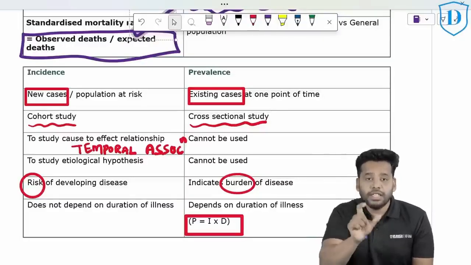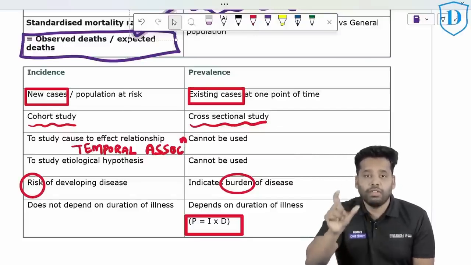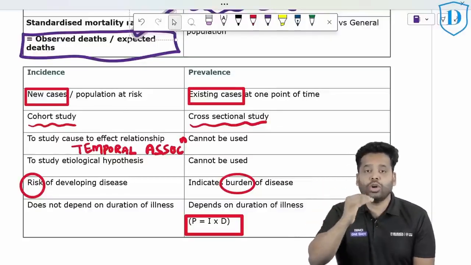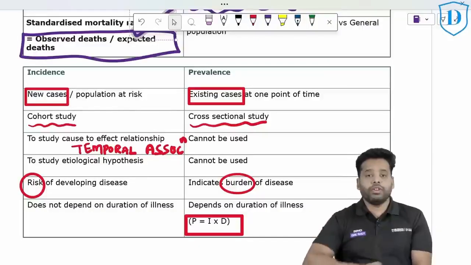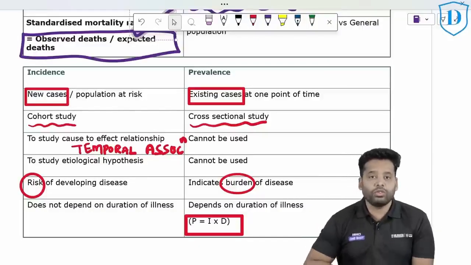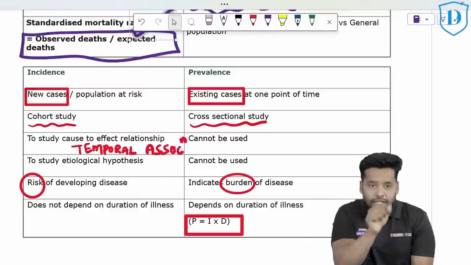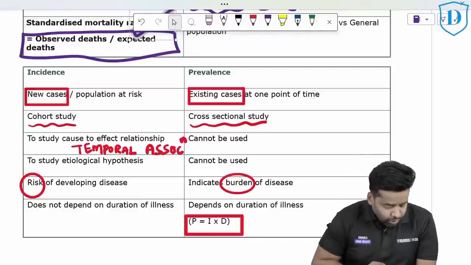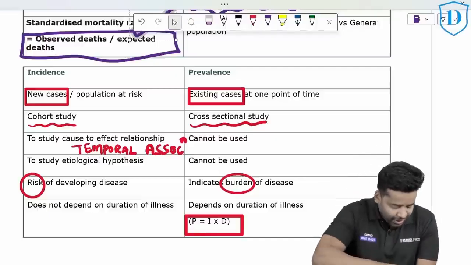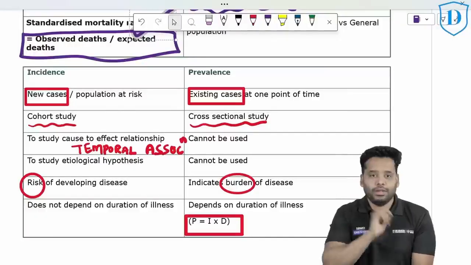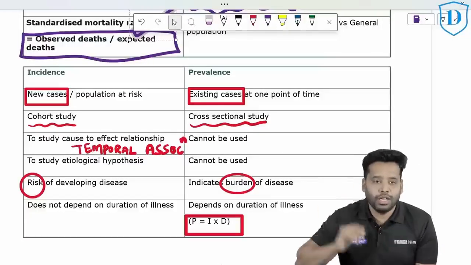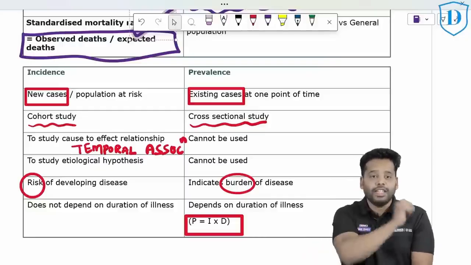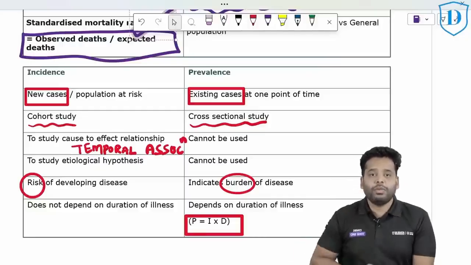What is that keyword which I am highlighting there? Risk. Incidence will indicate risk of developing disease in the community, true or false? This question will come. If it is true, just type T alphabet. No need to write the full word. Yes, very good. Incidence will indicate risk of developing disease.